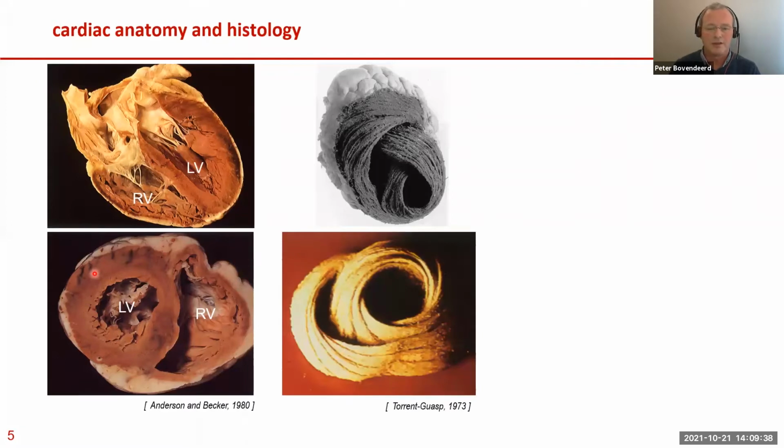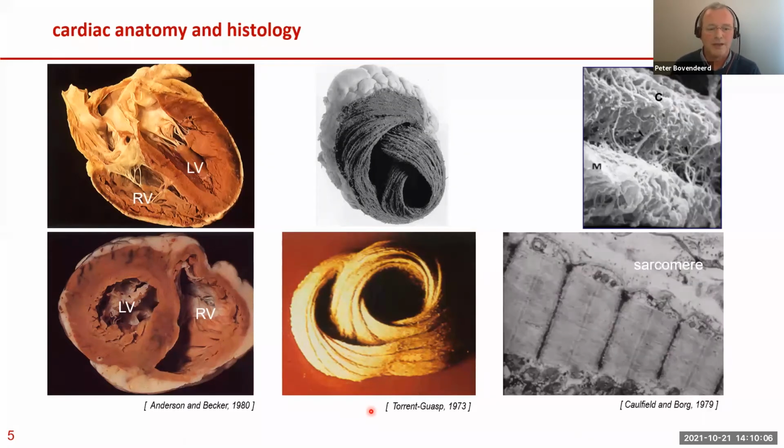Here you see pictures that focus more on the fiber architecture of the cardiac wall. So these are pictures made by Torrent-Guasp. What he did is take cow hearts and he boiled them in his kitchen at home. And then after a few hours of boiling, he could peel away layers of the heart, and he revealed this nice organized structure.